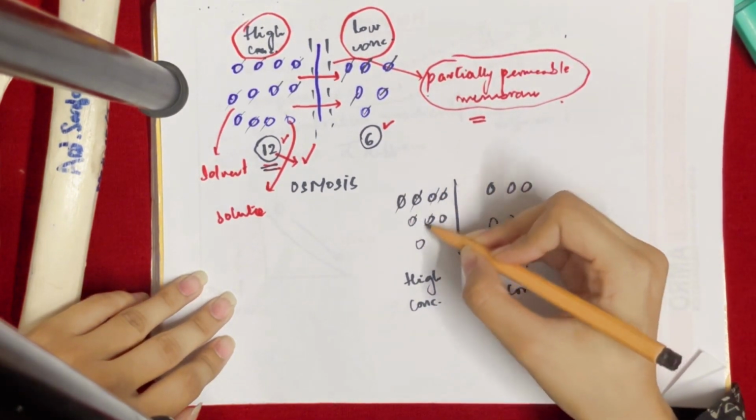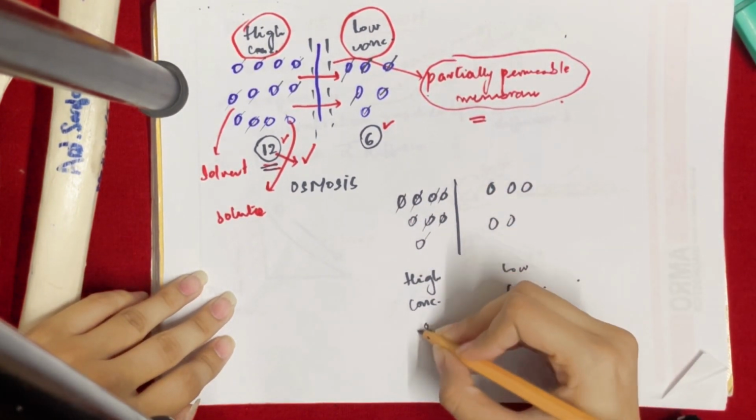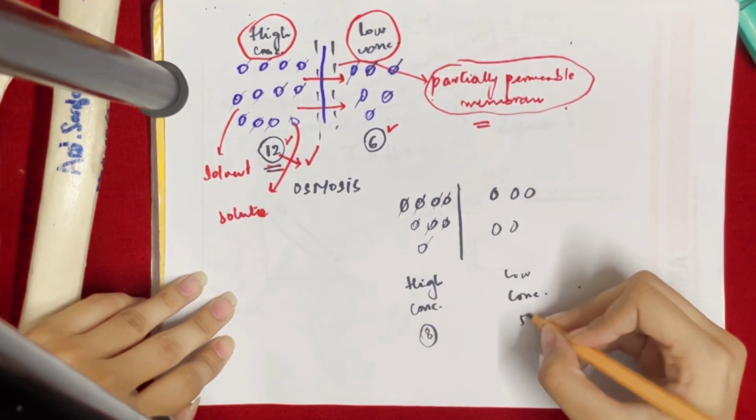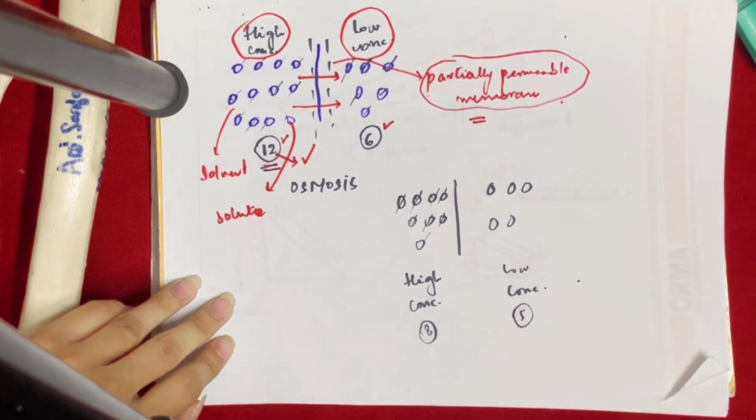1, 2, 3, 4, 5, 6, 7, 8. So let's say there are 8 molecules here and around 5 molecules here. That helps us with a pretty simple differentiation of the high concentration and the lower concentration.